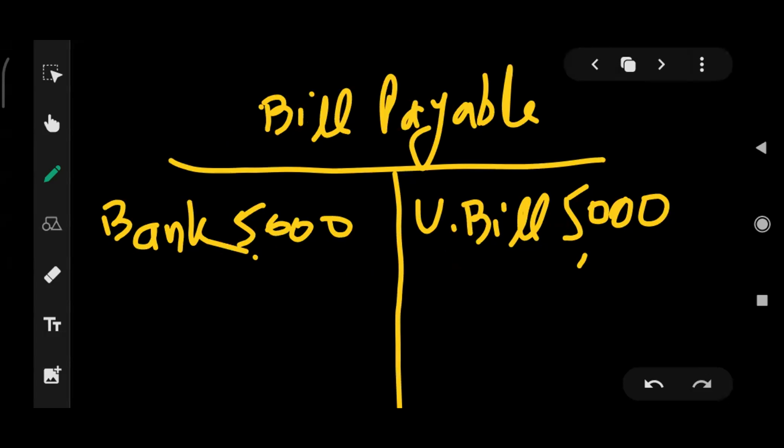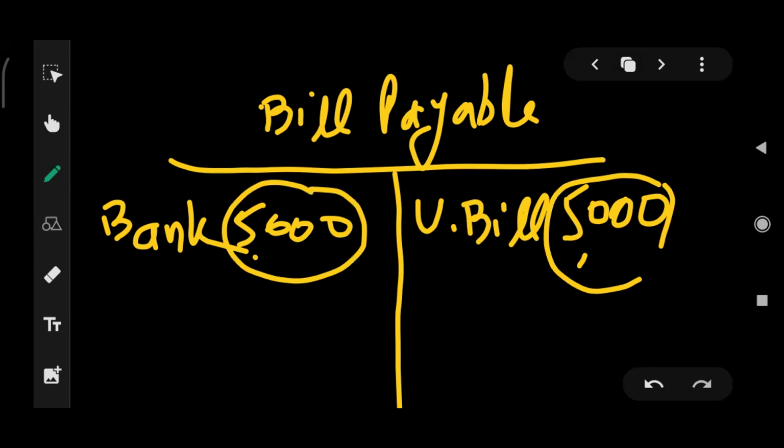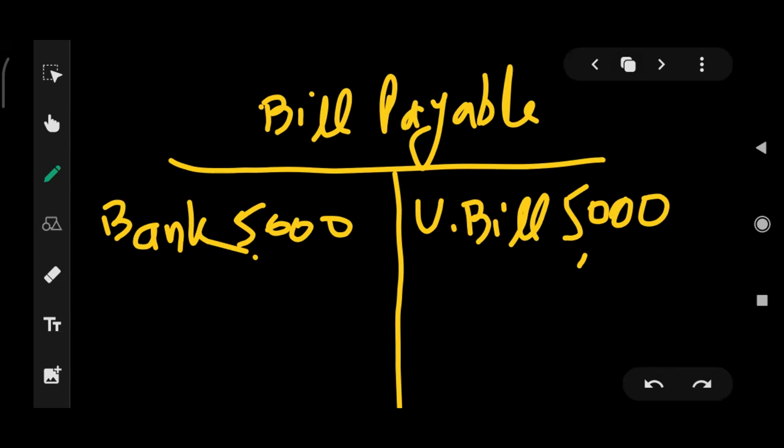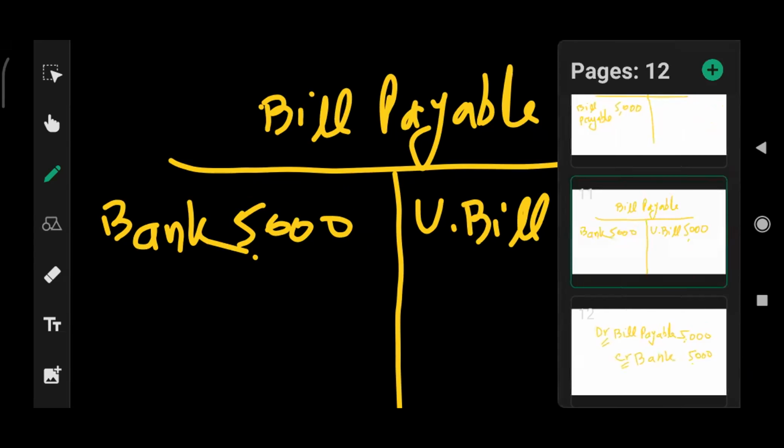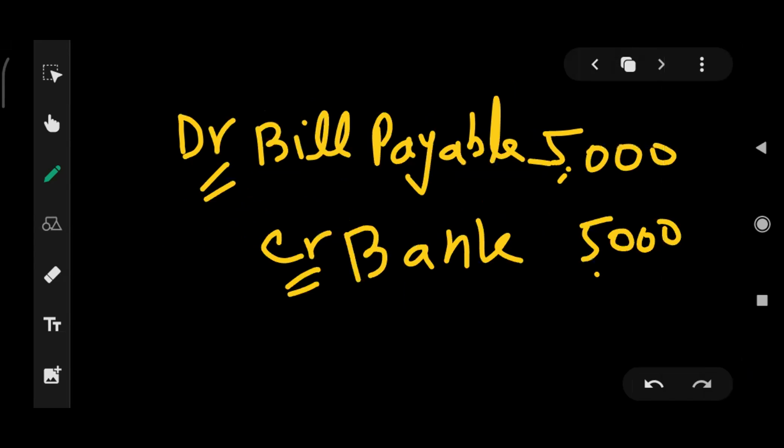So you see, my bill payable account is balanced. Initially, when I created my liability, I credited it. And when I discharged my liability, when I paid it, I debited it. So the account is balanced, and there is no balance which will be carried forward for this account. The second portion of this transaction is credit bank 5,000. So I will record this 5,000 on the credit side of bank. So let's see where the bank account is.